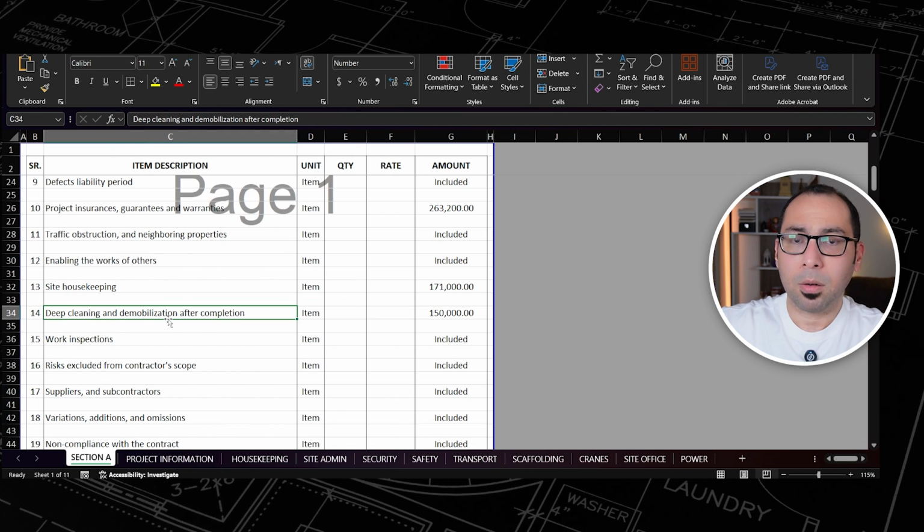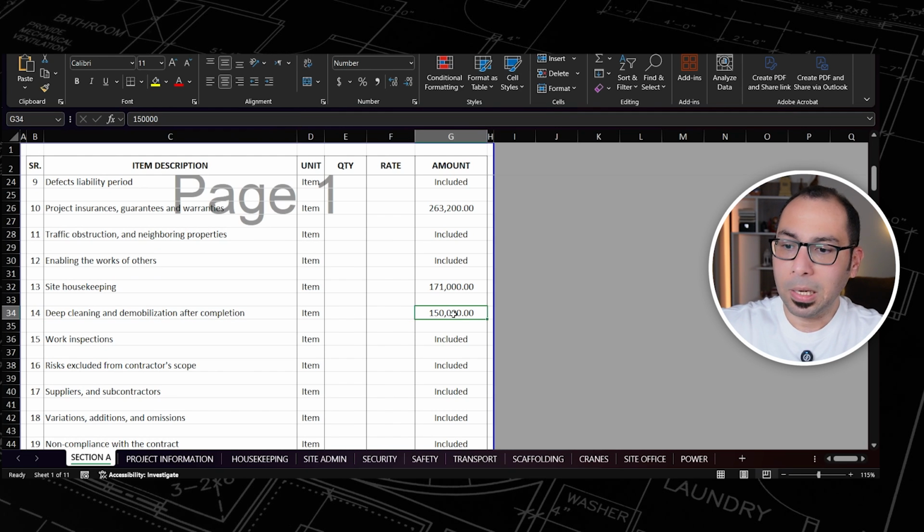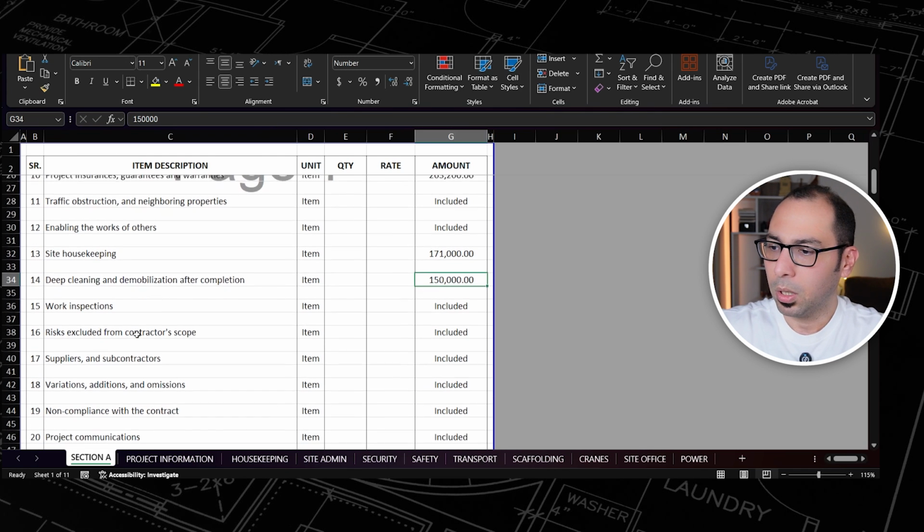Then there is another clause in the contract that says deep cleaning and demobilization after completion of the work. So for the deep cleaning, I'm just putting 150 here, and this is taken from a vendor quotation. A deep cleaning company gave me a quotation of 150 for the deep cleaning, so I'm just putting this amount here.